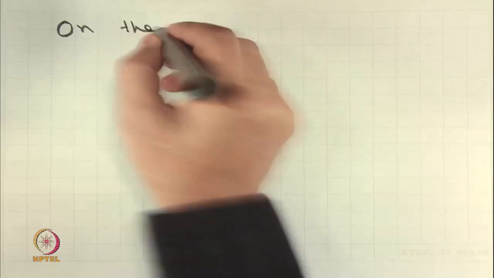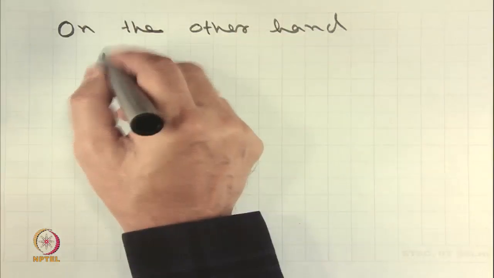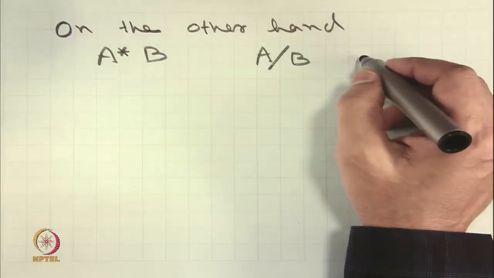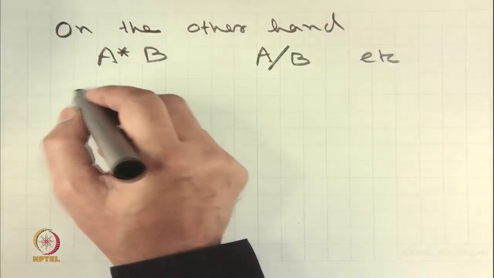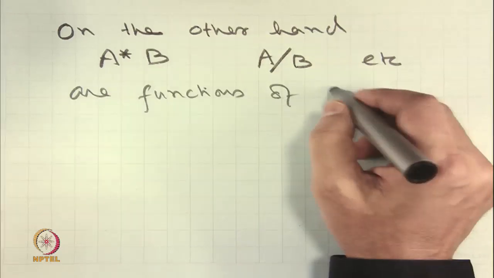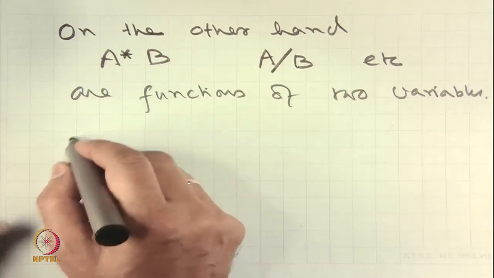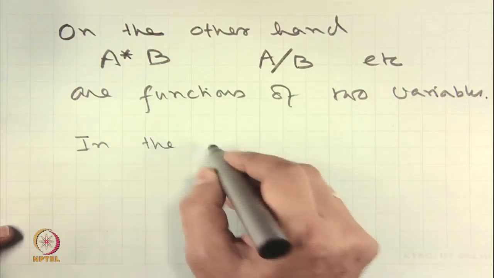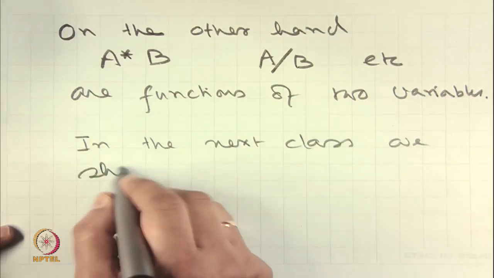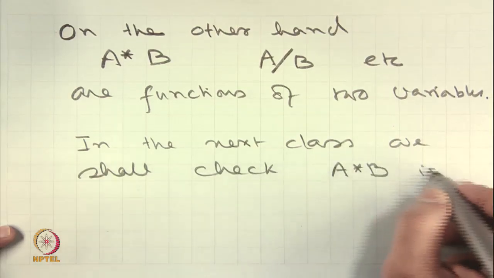On the other hand, A star B, A divided by B, etcetera, are functions of two variables. So, in the next class, we shall check A star B in more details.